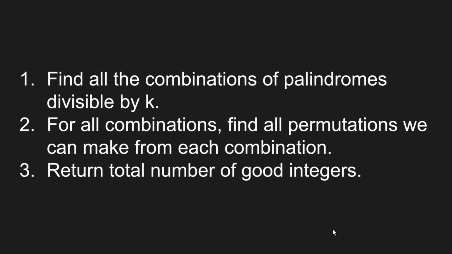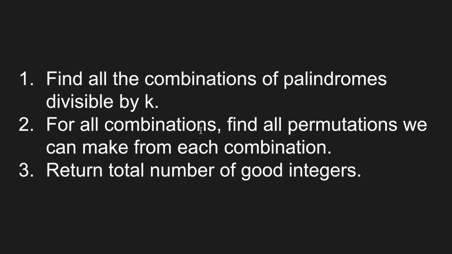So in summary, one way that we can solve this problem is first we find all the combinations of palindromes that are divisible by k, and then for all the combinations we want to find all the permutations that we can make from each combination, and finally we can return the total number of good integers from that.